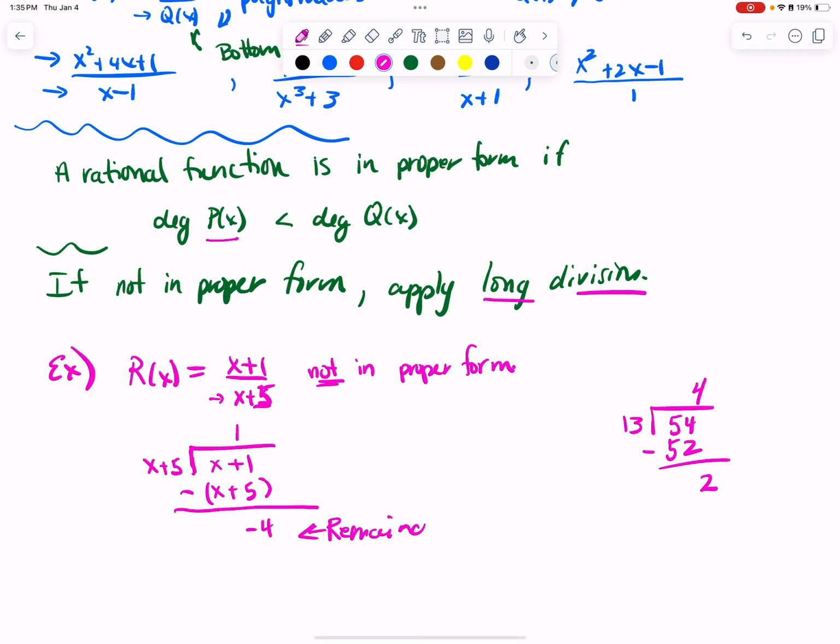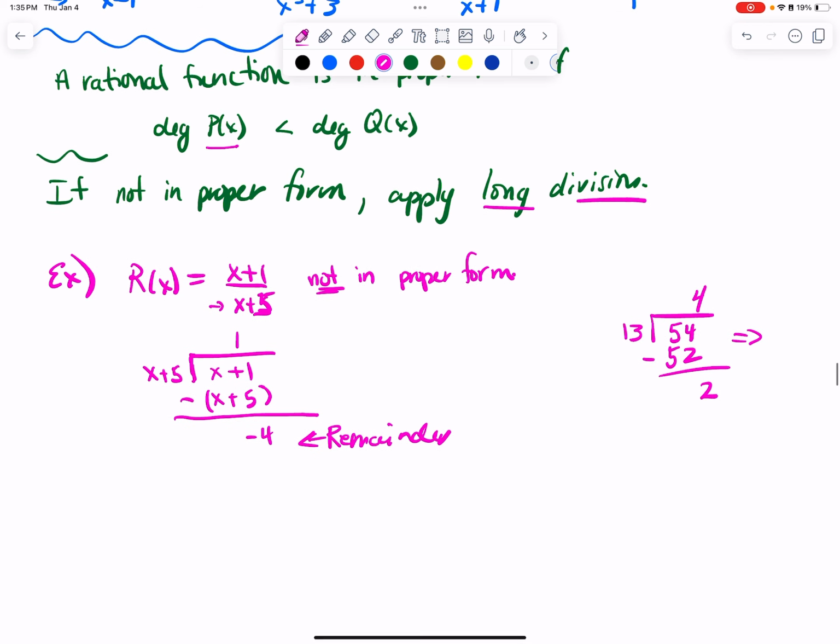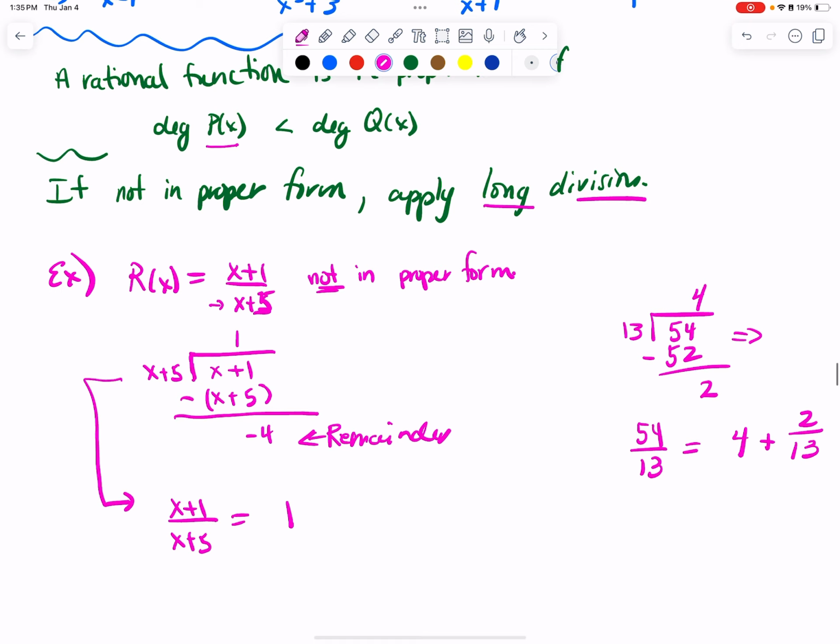Just like 2 was our remainder over here. But what can we do with that? Well, what this really translates to is 54 divided by 13 is equal to 4 plus the remainder over the divisor, right? So what this then translates to is (x plus 1) over (x plus 5) is equal to 1 plus the remainder over the divisor. So very similar. Okay, so that's how we will apply long division.